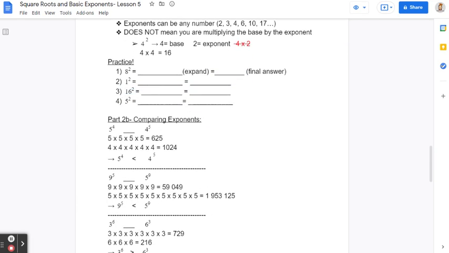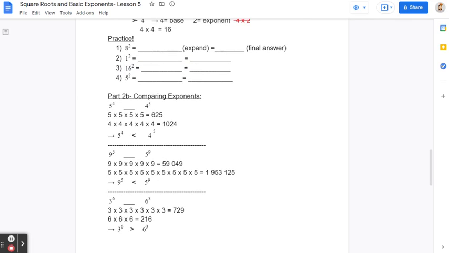Part 2b, comparing exponents. That's when we're basically saying, is it greater than, less than, stuff like that. So say we have something like 5 to the power of 4 versus 4 to the power of 5. You're going to want to show your work because, personally, I'm a visual learner, so I like to see all the numbers in front of me. But if you could do it in your head, then that's awesome. But when you get to multiplying numbers that give you a product like 1024, you might make a mistake. But for this teaching purpose, I've put them here.